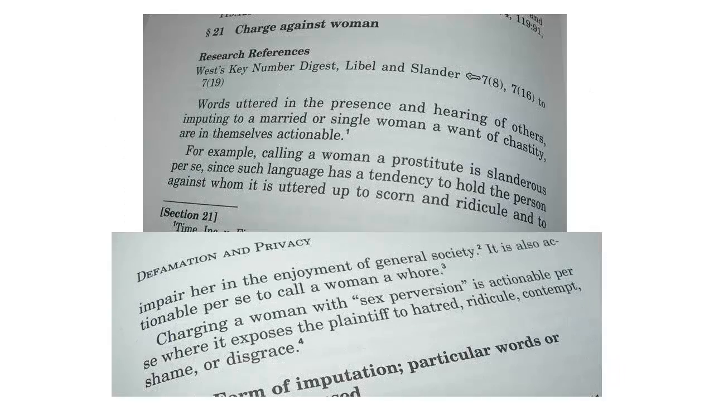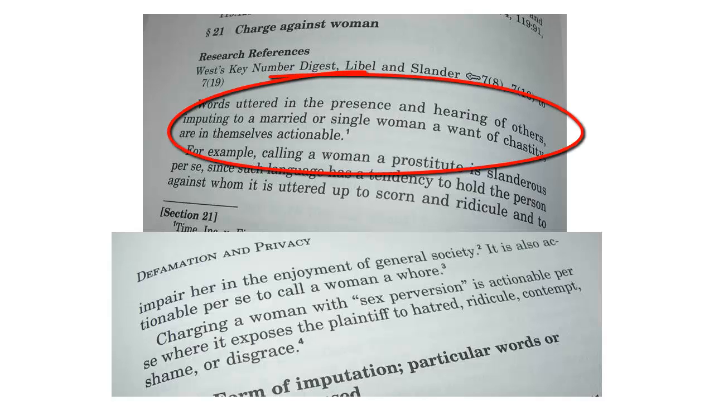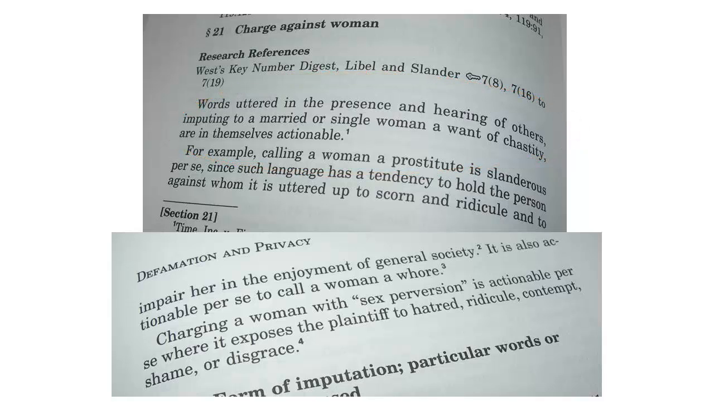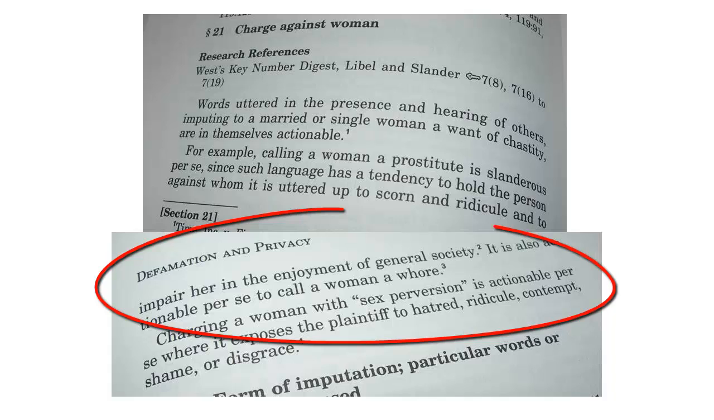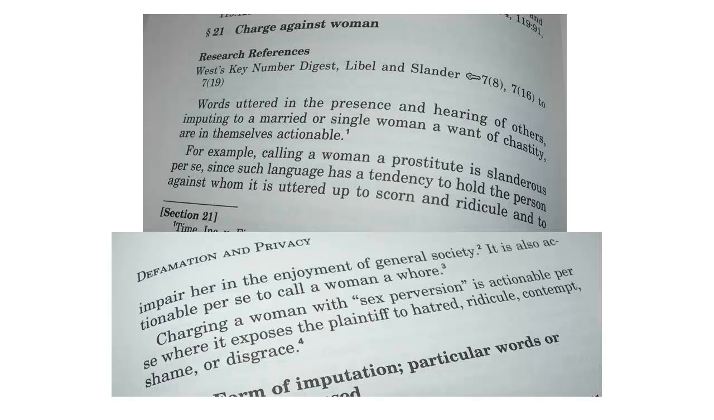Okay, and then eventually, if I keep looking, I find a section, Charges Against Women. And you can see here that it gives me an overview, and it says, words uttered in the presence and hearing of others, imputing to a married or single woman a want of chastity are in themselves actionable. And then you can see, and I apologize for my photography here, but I'm going from one page to the next, you can see that when we get to the second page, it says it is actionable per se to call a woman a whore. So that's the answer to my question. So it is potentially libelous for me to call a woman a whore in the state of Ohio.